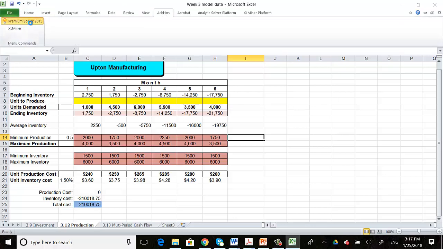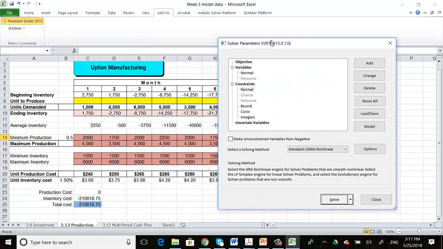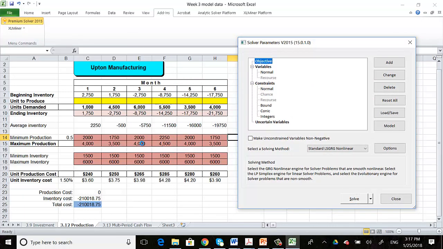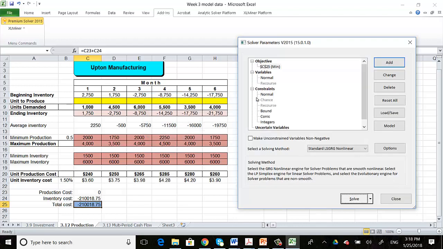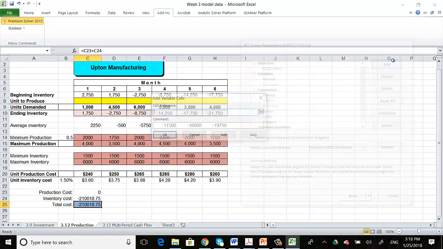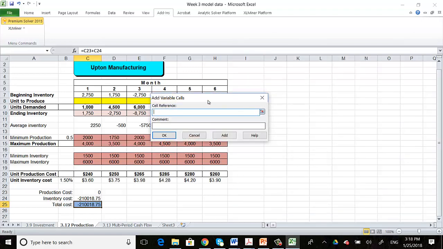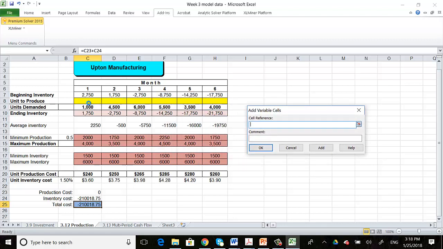Then we'll go to Solver. Objective. Make sure you point to the total cost one, not the production or inventory, it's the total one. And we want to minimize it. We want to minimize the total cost. We definitely don't maximize. Okay. And then the variables. For the variables we only want to select the units to produce.